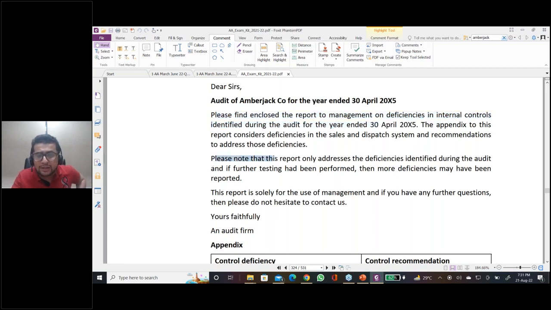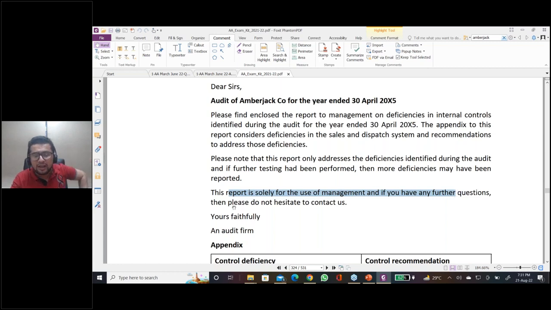Second thing, please note that this report only addresses those deficiencies which we identified during the audit. If further testing had been performed, more deficiencies may have been identified or may have been reported. I just want to make the client realize not to consider this report as a comprehensive one. Do not assume that we have identified 100% of deficiencies. There could be many more. Number third, this report is for the use of management only, and they should not share it with anyone else.